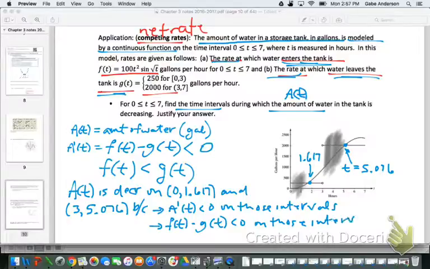You could also say it a third way. You could say because f of t is less than g of t on those intervals. So there's really three ways, at least. We maybe could come up with some other ways too, but three ways right there for you to write this. And all of them should work.